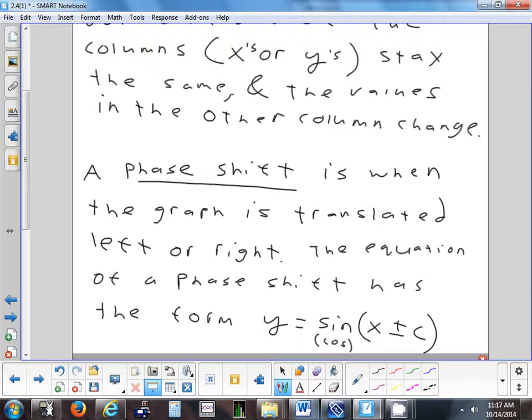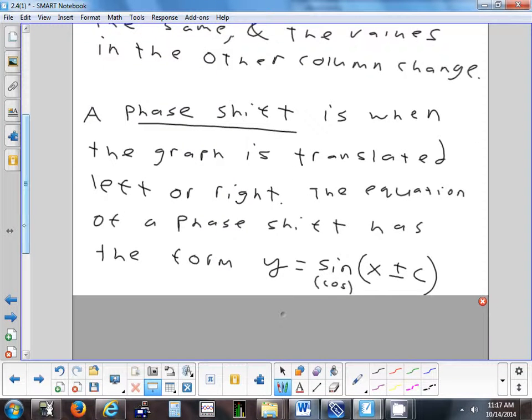Okay, this is how you know if what you're graphing is a phase shift. So the equation will look something like this. Y equals your function, could be sine or cosine, either one. And then in the parentheses, you don't just have x anymore, but you have x plus or minus a number. When you plus or minus a number inside the parentheses, that's what's going to cause the graph to move left and right.